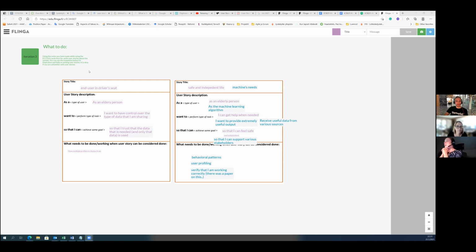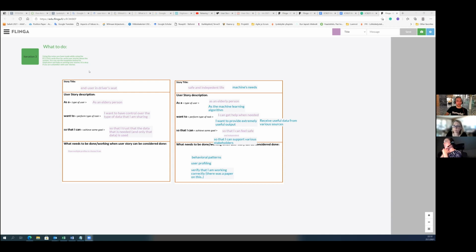And then the second one, a safe and independent life. Again, as an elderly person, I can get help when needed so that I can feel safe and independent. And the third theme and story title, Machines Needs.